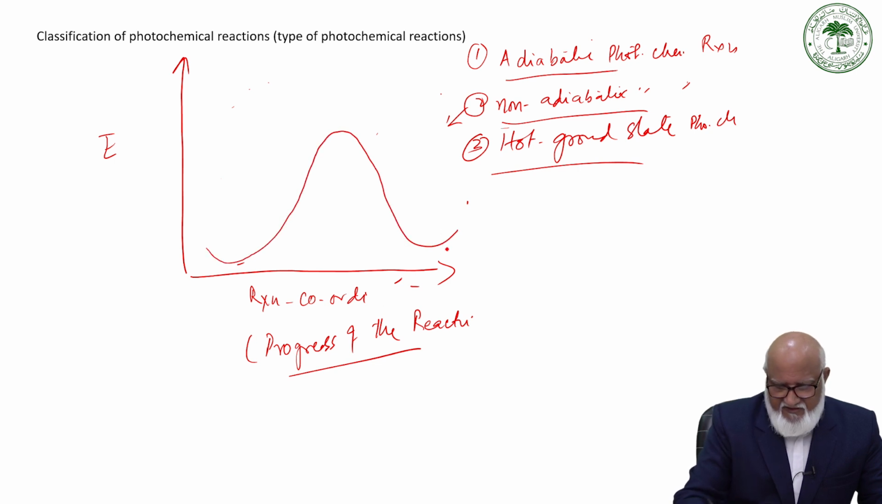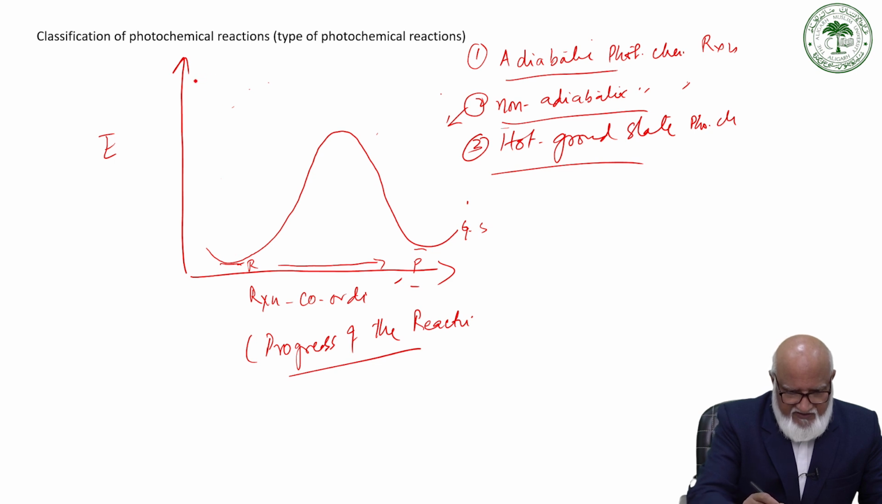It's like this. This is the ground state curve. This is the reactant transforming to product, and then the reactant on absorption of light, the excited state curve looks like this. And then you see the reactant is slightly too high.